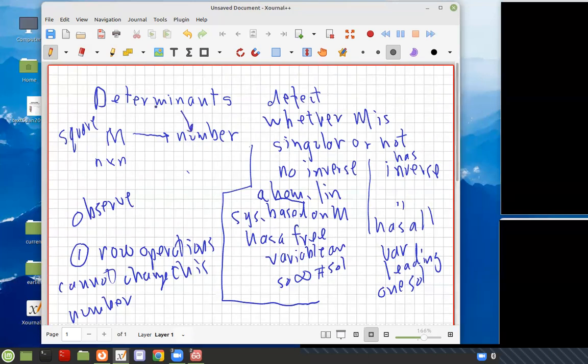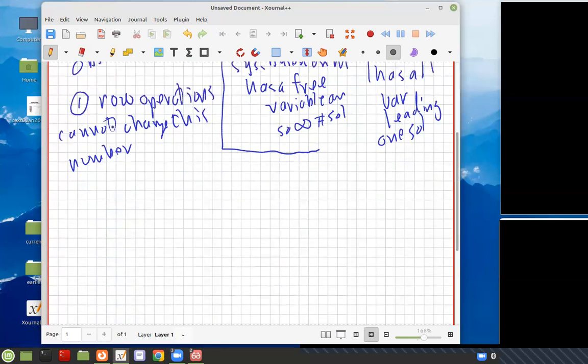So this has two meanings. One is it's the number that results, the target, the image of this map, or you can just think of the map itself. Okay, so the row operations can't change this number. So it has to work nicely with row operations. And two, we can look at small n examples to get a clue about how this might work.